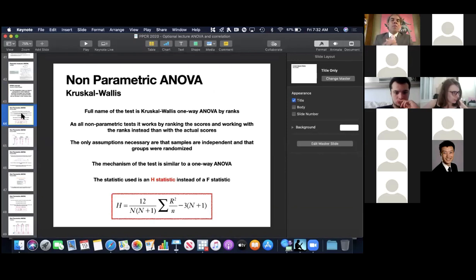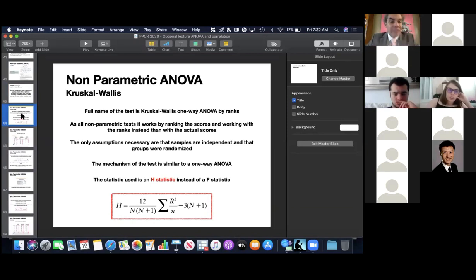So, non-parametric ANOVA, Kruskal Wallis. The full name of the test is Kruskal Wallis one-way ANOVA by ranks. Kruskal Wallis is the non-parametric counterpart of a one-way ANOVA. So you use it when you don't comply with the assumptions for a one-way ANOVA, you go and do the non-parametric ANOVA, which is the Kruskal Wallis.